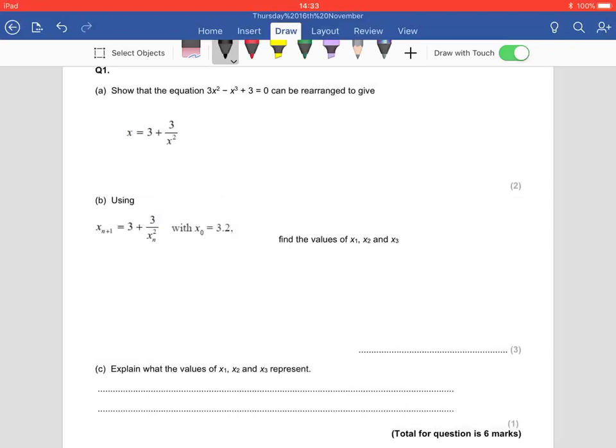We've got an iteration question, and normally it's split into 3 parts. So 1, rearranging, 2, doing the iteration, 3, some kind of explanation. It says, show that the equation 3x squared minus x cubed plus 3 is equal to 0 can be rearranged to give, and it tells us what the answer is. Because of that, we have to be quite clear and explicit as to how we get there. We can't just say it goes from there to there. Obviously, that's no good. So we're going to double check and see what our best options are.